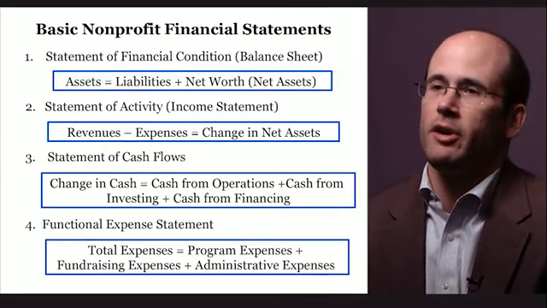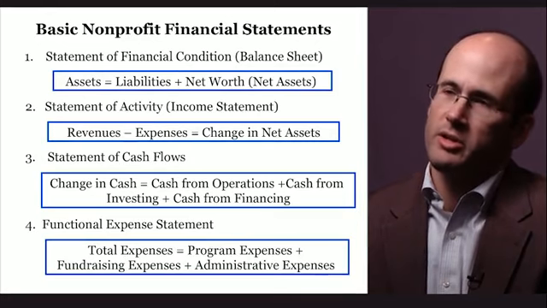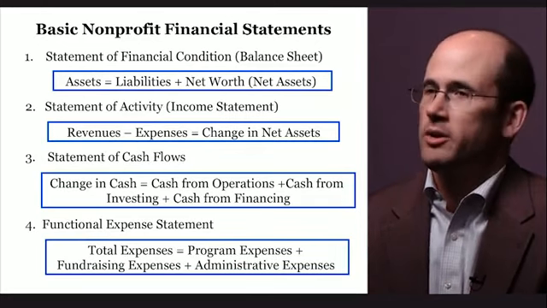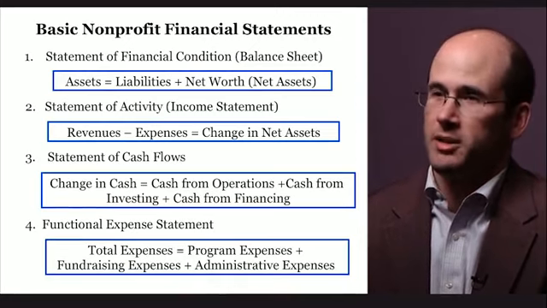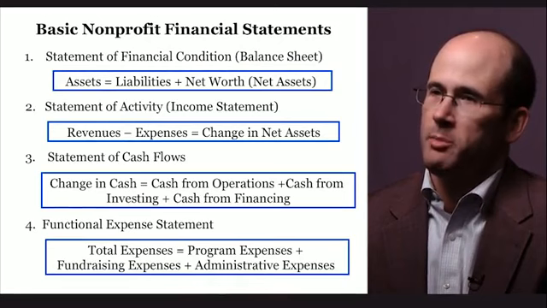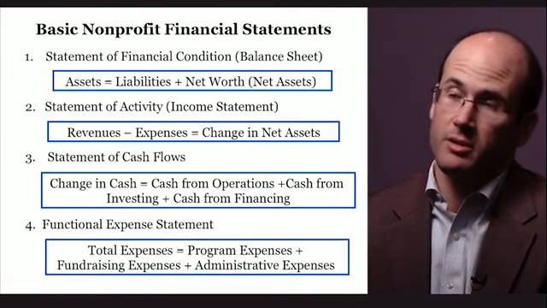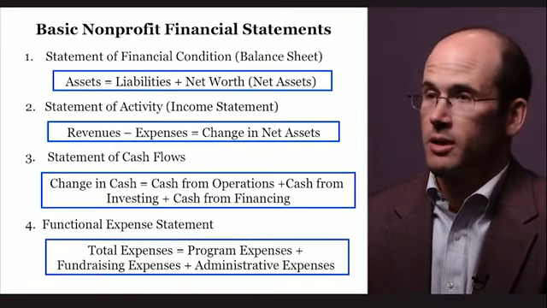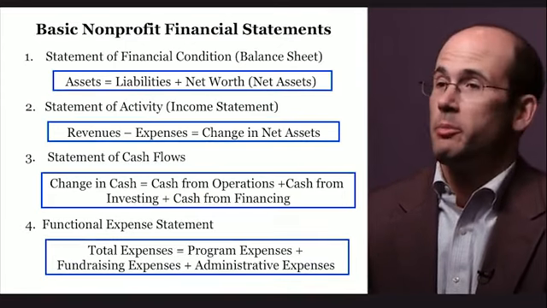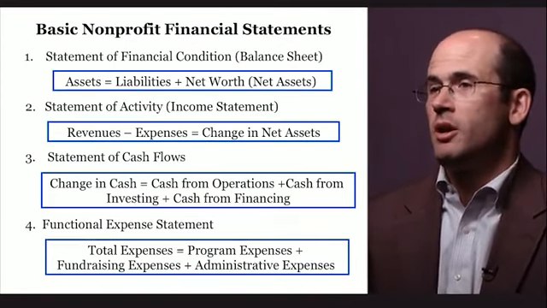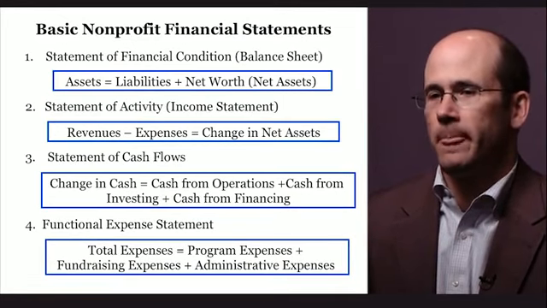And then lastly, the functional expense statement. This is a measure of how efficient the organization is in spending its money and where it's spending its money. The total expenses that were presented on the statement of activity will be summarized in this statement in 3 categories: program expenses, fundraising expenses, and administrative expenses. The greater your administrative overhead, or the greater percentage of expenses that are paid for administrative purposes, could raise questions regarding the efficiency of the operations of the organization.